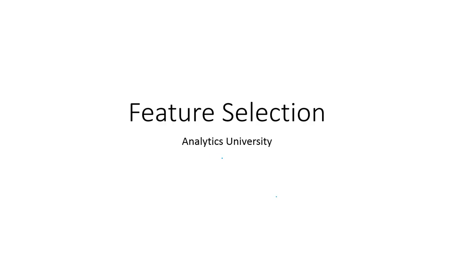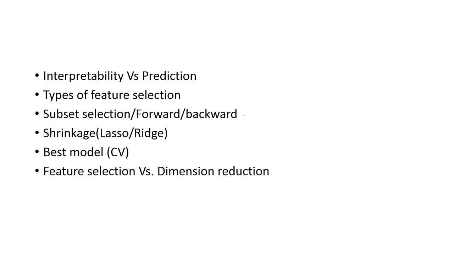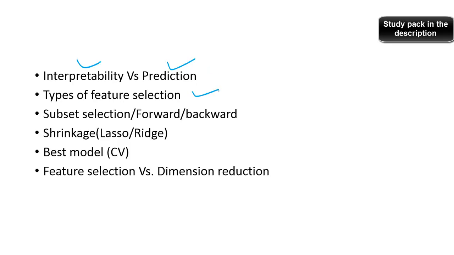In this video, I am going to talk about the different types of feature selection that one can use while building a statistical model. We're going to discuss the following points. First, we'll discuss model interpretability versus prediction accuracy. It's often an important point to discuss while building models. Then the types of feature selection, which one to use when, and how to decide the best model out of this set of models.